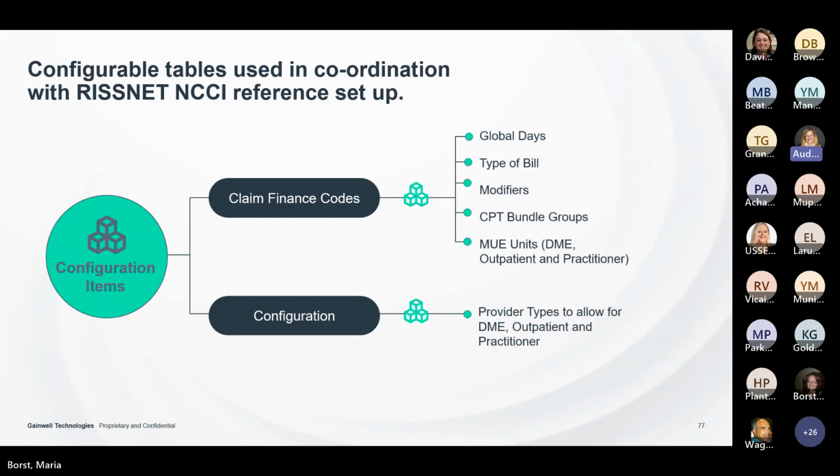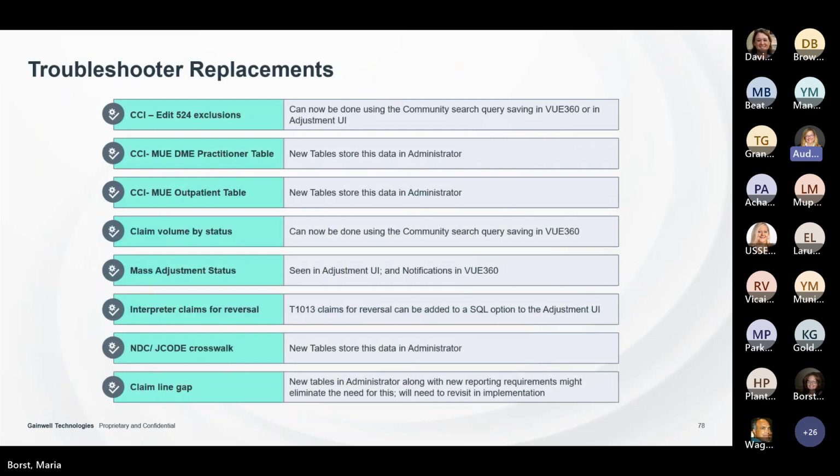Okay, so just to recap the NCCI question and the new tables, we've got some new tables in claim finance codes, and then the configuration table that did the provider type configuration. And we can go to the next slide. So there was a question that Diana had asked around the troubleshooter. She noticed right off the bat that it was no longer in administrator or accessible through administrator. And that's for a reason. And many of those reasons can be seen here.